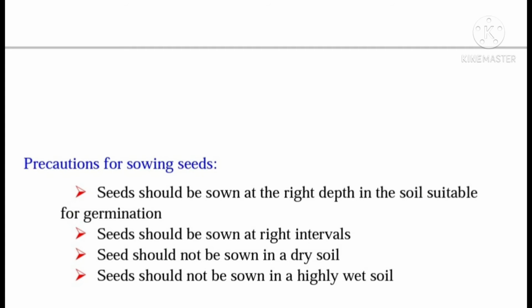Then next point, seeds should be sown at right intervals. The seeds should neither be placed too close nor too far apart, because if seeds are sown too close, then the plants from them will also be too close and will not get enough sunlight, water and other nutrients. Thus an appropriate distance between the seeds is important to avoid overcrowding of plants, and this allows the plants to get sufficient sunlight, nutrients and water from the soil.